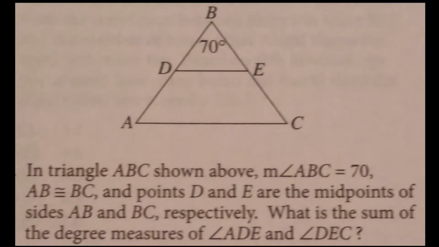In triangle ABC, the measure of angle ABC equals 70, AB is congruent to BC, and points D and E are the midpoints of sides AB and BC respectively. What is the sum of the degree measures of angles ADE and DEC?